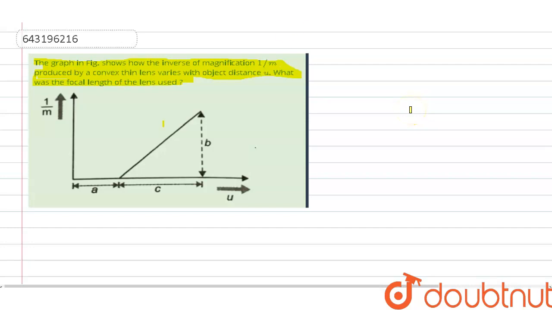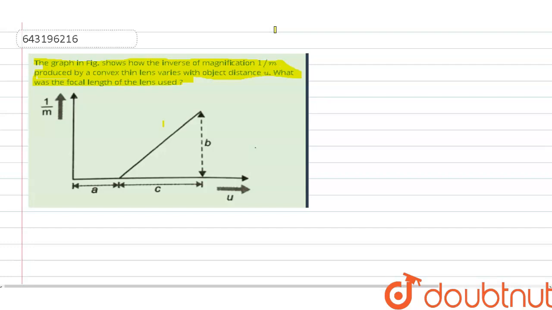This is the question related to ray optics. Very good question. The question is that the graph in the figure shows how the inverse of magnification, 1 by m, produced by a convex thin lens varies with the object distance u. What was the focal length of the lens used? Okay, it means we want to plot the graph between magnification 1 upon m and the distance of object u.